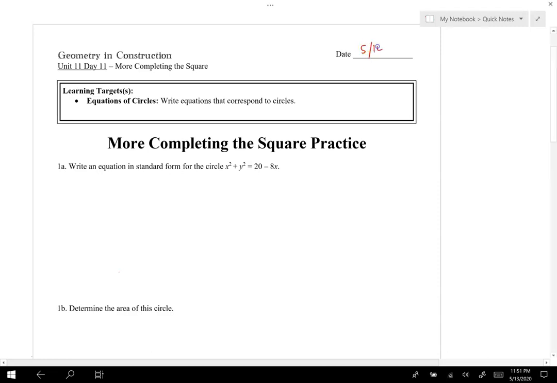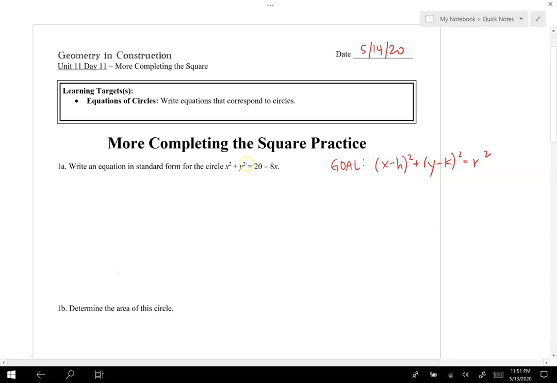All right, today is the 14th. And we've got more completing the square practice. So write an equation in standard form for this circle: x squared plus y squared equals 20 minus 8x. And remember, our goal is to make it look like a circle equation, so then we can answer part B.